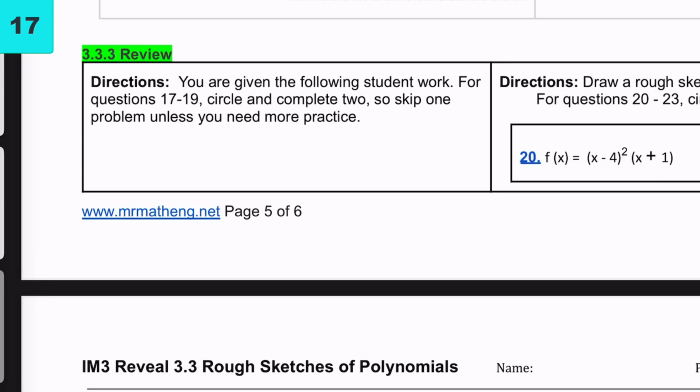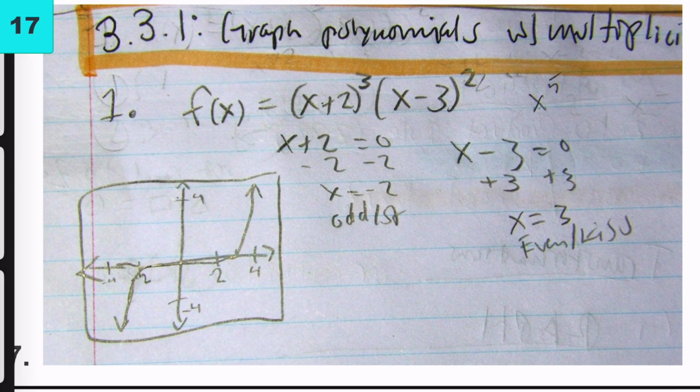You are given the following student work for question number 17. In number 17, I notice that they set the factor equal to 0, and then they have x equals -2. They have an odd shoot through based off its multiplicity, which is 3. That's correct. So if they go through -2, they have it there, but I think their graph kind of shows a bounce. I think it should actually go through it like that.